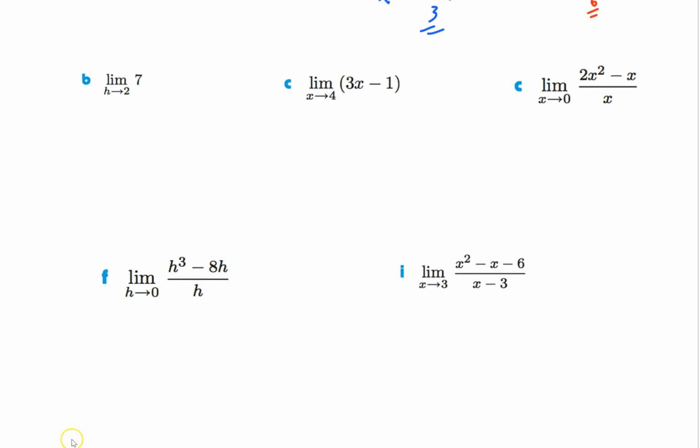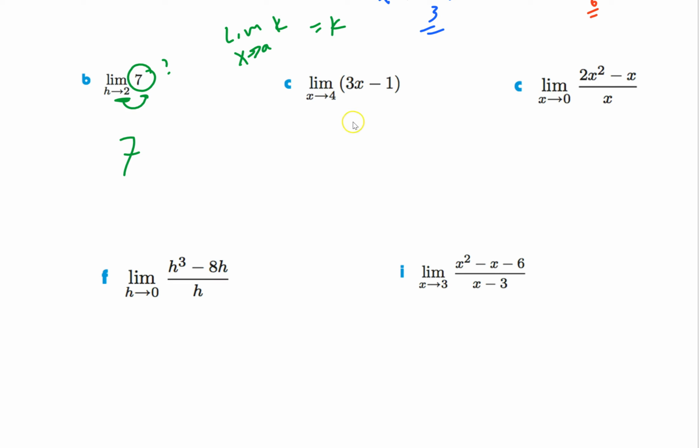So let's look at a couple examples here. Over here, limit as h approaches 2 of 7. Now notice, step 1, plug it in. There's nothing to plug it into. There's no x. It's a constant. Your answer is just 7. You can't plug anything into it. The limit of a constant is always going to be the constant. So the limit as x approaches anything of some constant k is just k, because you can't plug anything in.